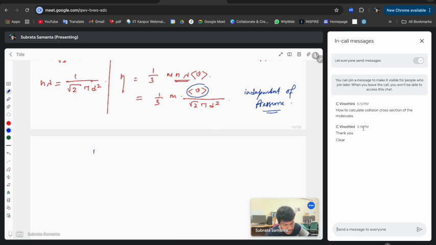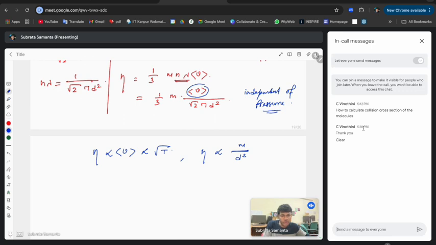So the coefficient of viscosity eta is proportional to the average speed, the average value of molecular speed, not velocity. So that is basically proportional to square root of T, because we know that the average speed is proportional to the square root of T, and eta is proportional to m over d square. So it's linearly proportional to m and inversely proportional to d square.